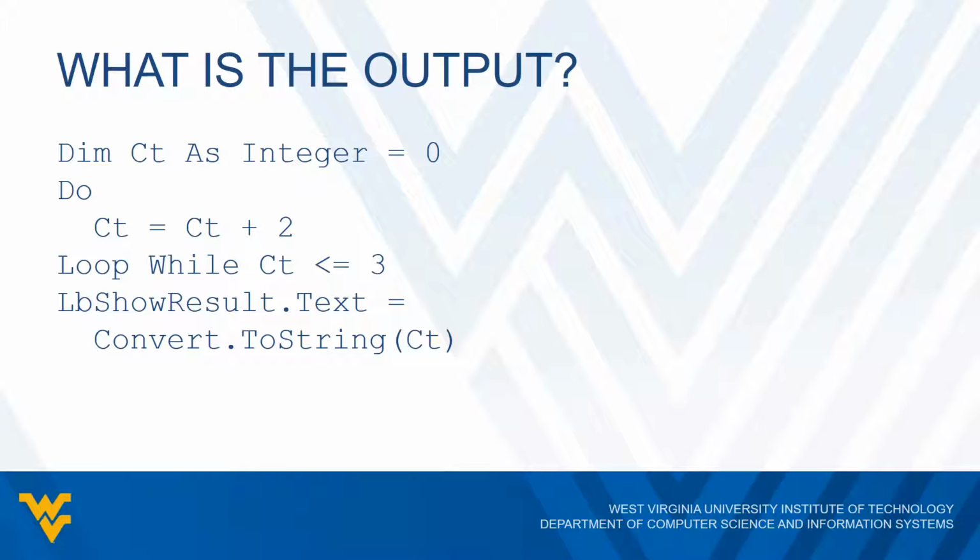In this example, we're going to do the same thing as we did before, except now the body of our loop is going to increment CT by 2 instead of incrementing by 1. So with this change, see if you can figure out what the output is going to be.